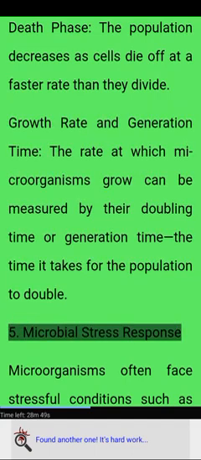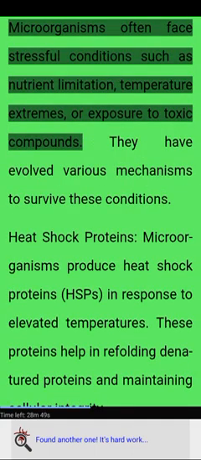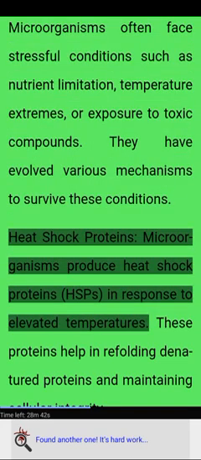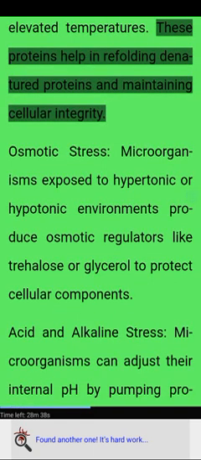5. Microbial stress response. Microorganisms often face stressful conditions such as nutrient limitation, temperature extremes, or exposure to toxic compounds. They have evolved various mechanisms to survive these conditions. Heat shock proteins. Microorganisms produce heat shock proteins, HSPs, in response to elevated temperatures. These proteins help in refolding denatured proteins and maintaining cellular integrity.